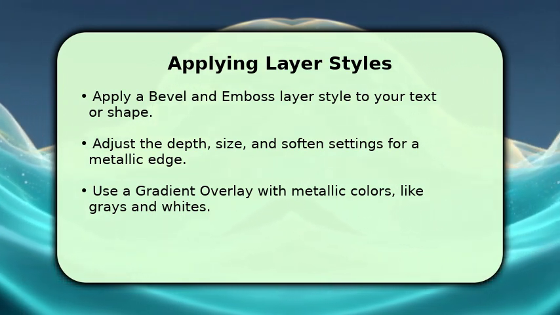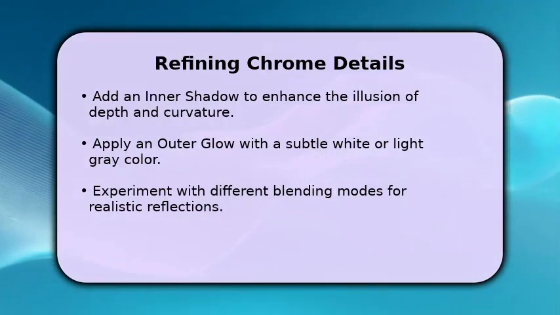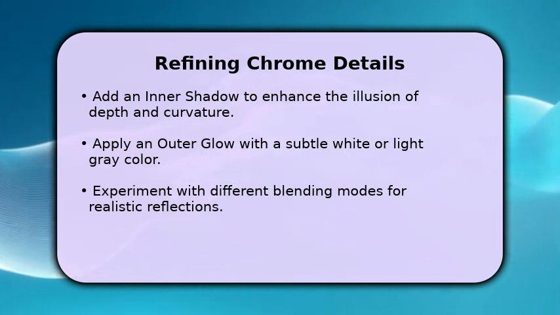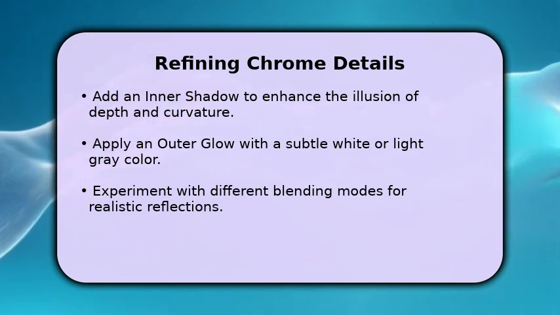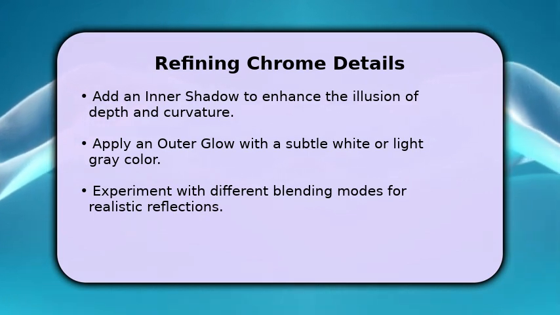To further refine the effect, add an inner shadow to give your chrome object more depth and a sense of curvature. Then, apply a subtle outer glow using a light color, like white or a very light gray, to simulate ambient light reflection. Don't forget to experiment with blending modes for both the gradient and glow to achieve the most realistic metallic sheen.